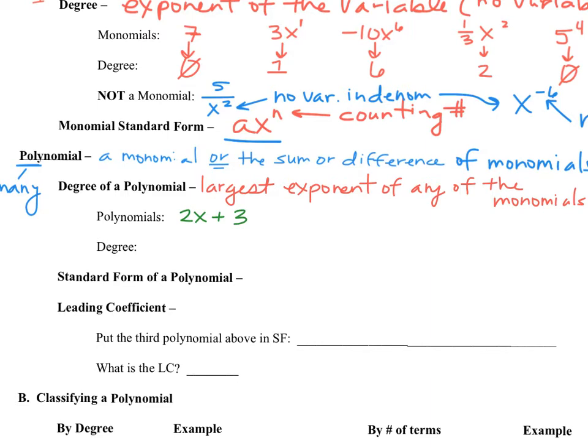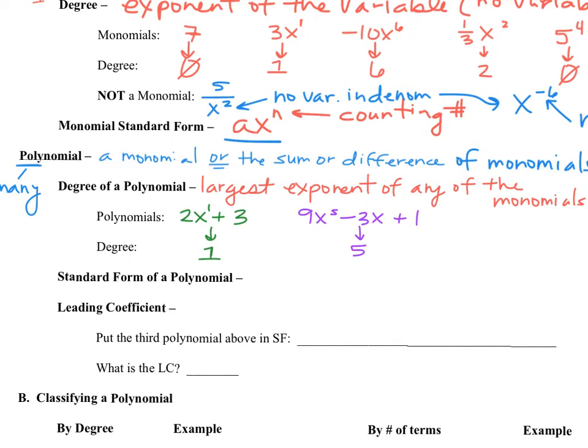Okay. What would the degree of that polynomial be? It's 1, right? X to the first power. So your degree is 1. Okay. Another polynomial. Let's say I have 9x to the 5th minus 3x plus 1. What's the degree of that polynomial? That would be 5, right? Your largest exponent is the 5.